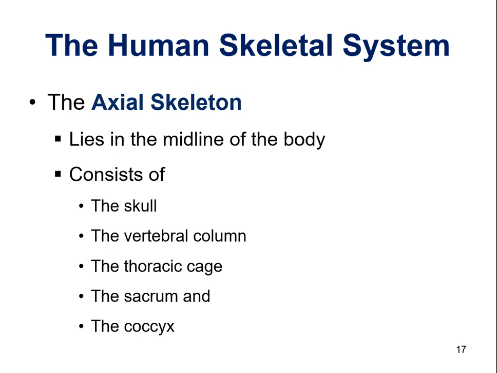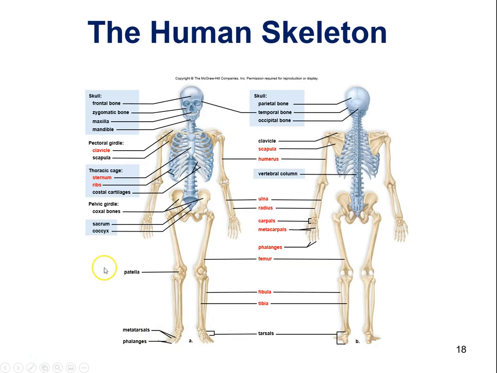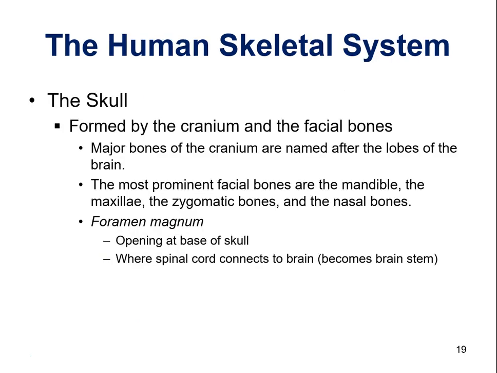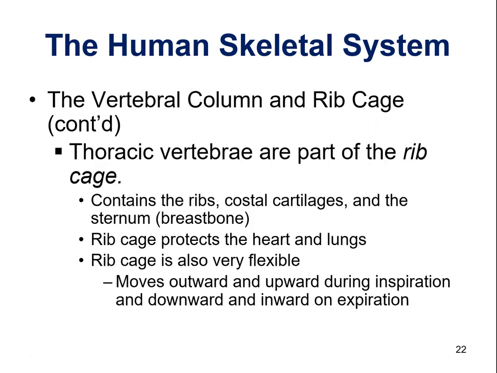Okay, the axial skeleton lies in the midline of the body. That axial skeleton is made up of the skull, the vertebral column, the thoracic cage, your ribs, the sacrum, and the coccyx. Okay, so we should know what makes up the axial skeleton. All of these things we should know, right? So I can definitely ask you about that. So if you look at this picture here, I'll come back to that again, I think.